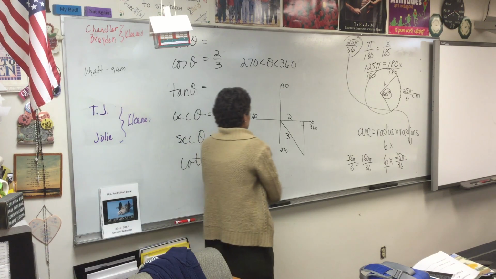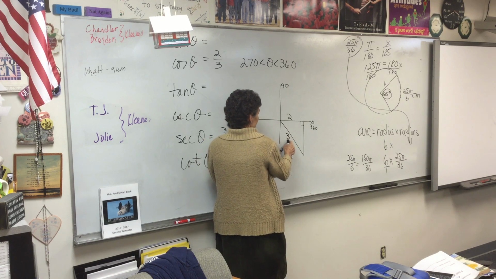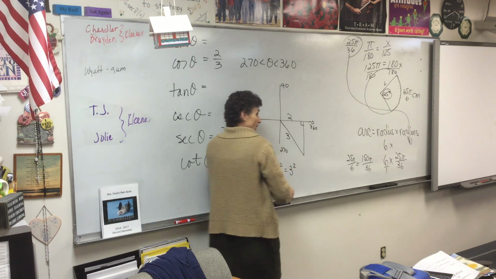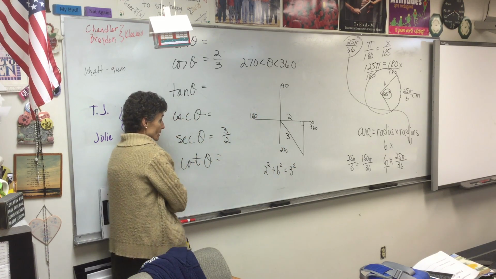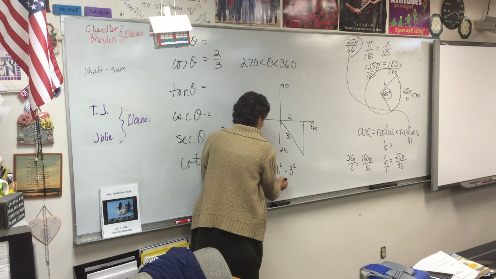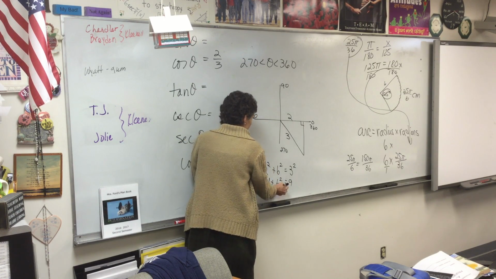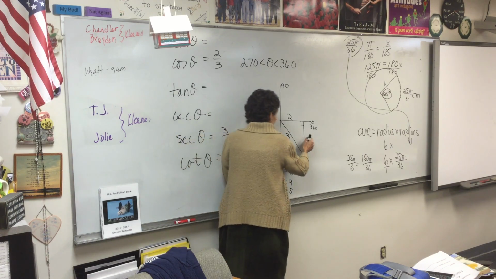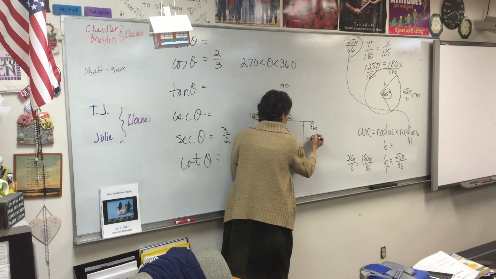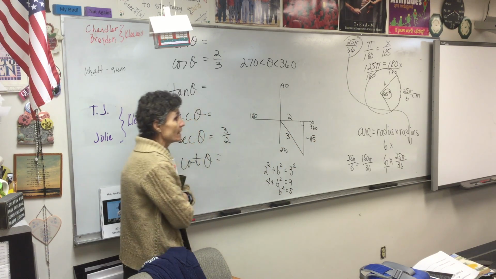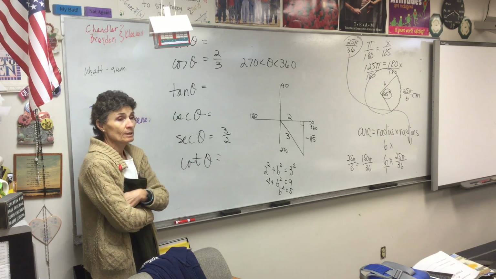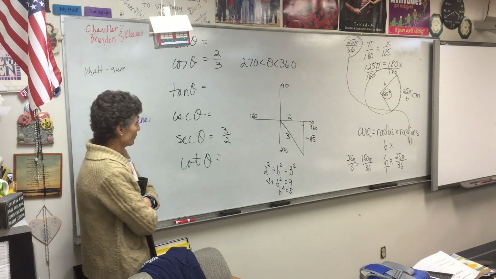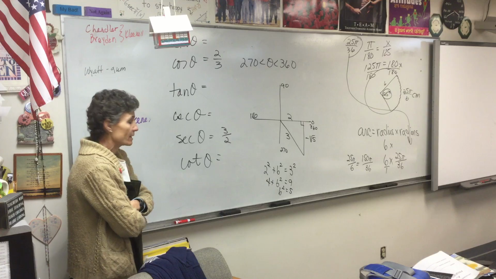Pythagorean theorem. So watch it now. This is C. Hypotenuse is always C. So 2 squared plus B squared is 3 squared. So 4 plus B squared is 9. So B squared is 5. Which means what's my B right here? The negative square root of 5. Why is it negative? Down. Remember, if you're not in quadrant 1, something has to be negative. We're in quadrant 4, so we got our negative.